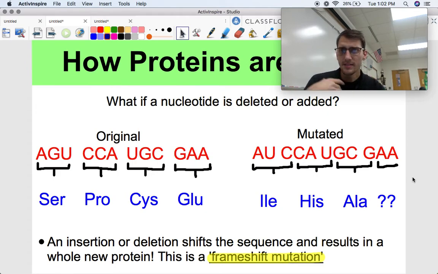Okay, so this is what we call a deletion mutation, where we get rid of one nucleotide, and it throws off the whole protein, right? An insertion or a deletion shifts the sequence and results in a whole new protein, and this is what we call a frameshift mutation, which can cause really big changes within an organism if the mutation is not fixed or if it's not addressed. Okay, so one little change in DNA can make a huge difference.